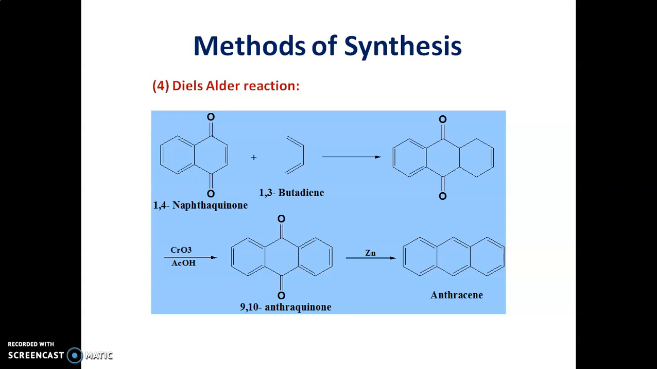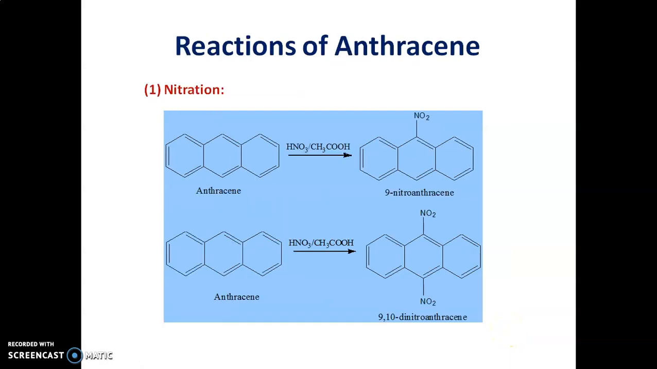The fourth method for synthesis of anthracene is Diels-Alder reaction. Anthracene may be synthesized by reaction of 1,4-naphthaquinone with 1,3-butadiene. The product of this reaction is oxidized with chromium trioxide in glacial acetic acid to form 9,10-anthraquinone. This 9,10-anthraquinone on distillation with zinc dust yields anthracene as the final compound.